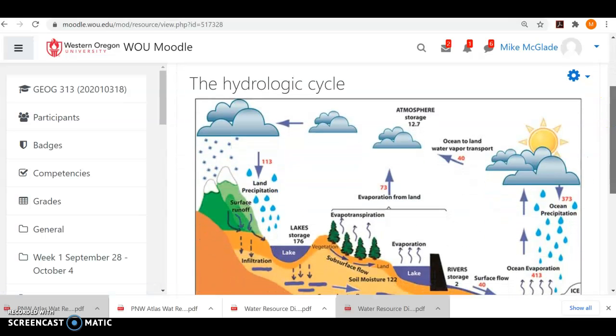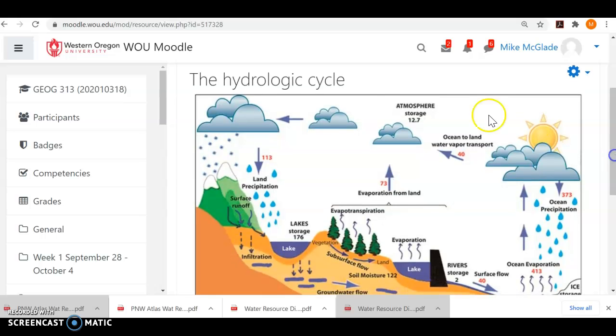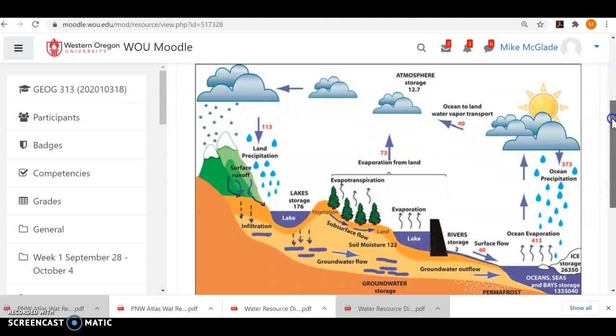So let's have a peek. Just so we can keep it as big as possible on your screen, I'm going to go ahead and make this part gradually fade up to the top so I have a little more room down below to see what's going on. This is a hydrologic cycle, or sometimes called the water cycle diagram, and it conceptualizes much of what's going on the whole planet.